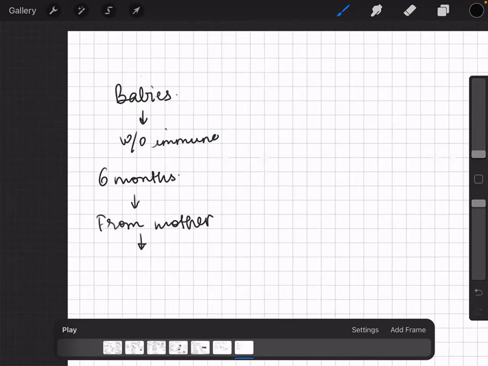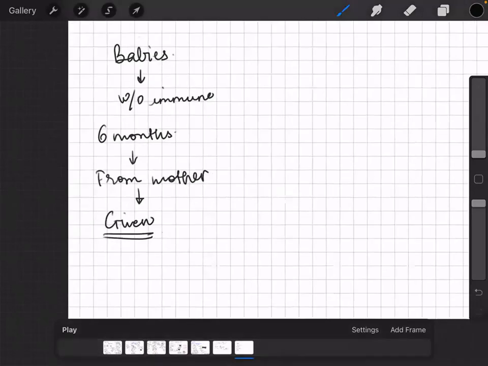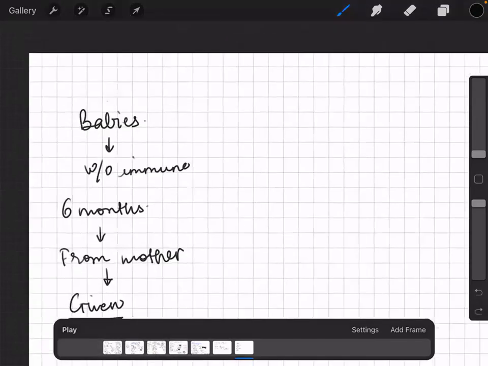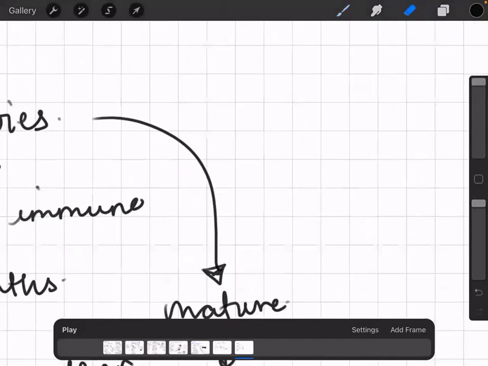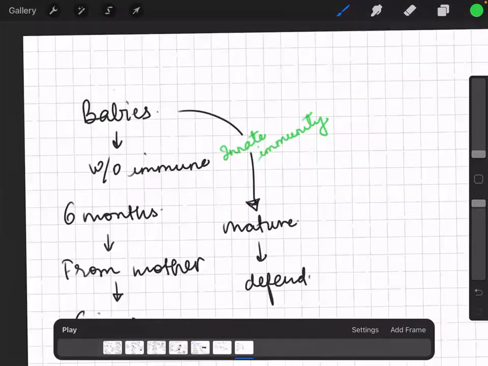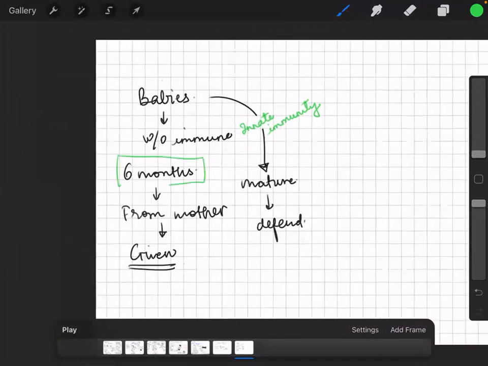Okay, so I'm going to write the word given. And then by the time you become 6 months, a certain amount of cells that you had in your body start to mature, and then you can defend yourself. So the immune system that you are born with but is not activated throughout your life, it gets activated once you become a certain age, is called innate immunity. Something that was present in your body, but it wasn't activated for the first 6 months.